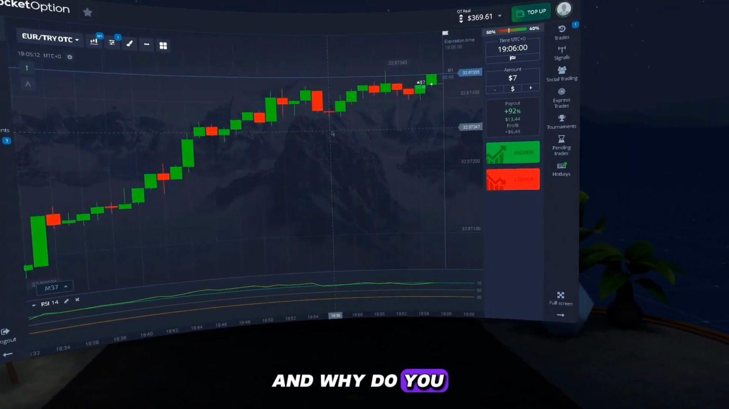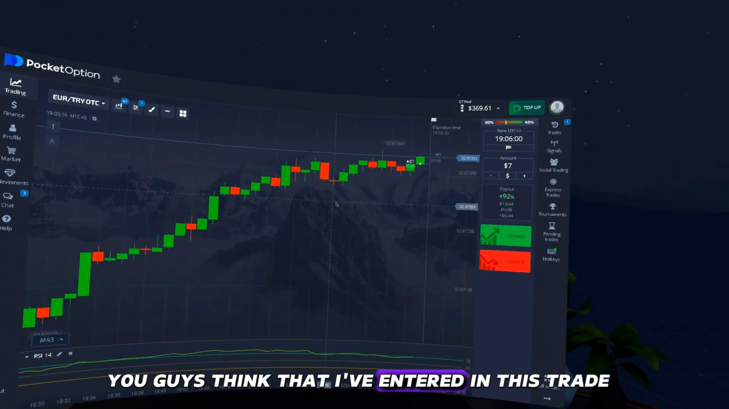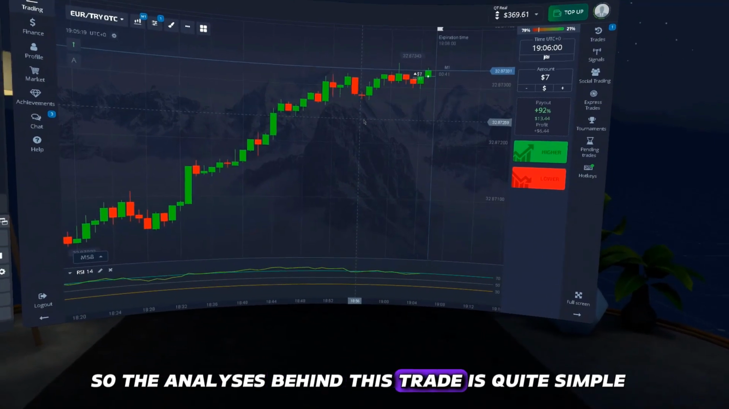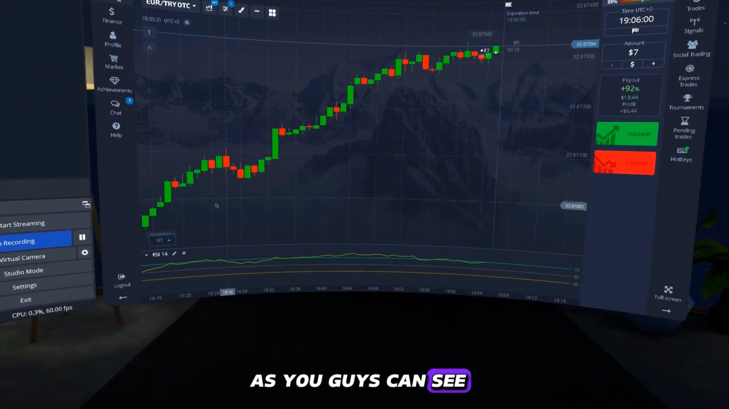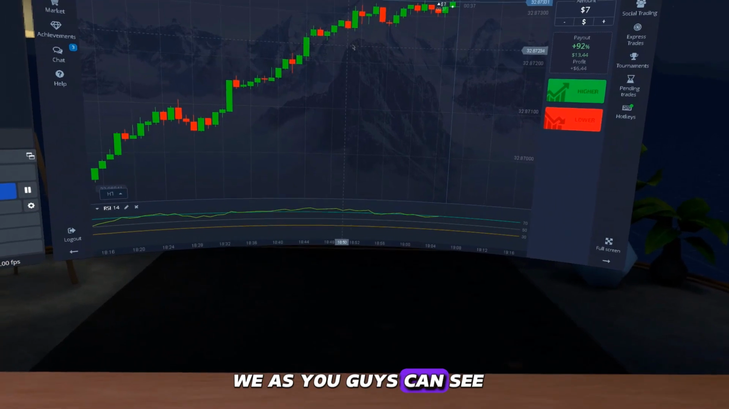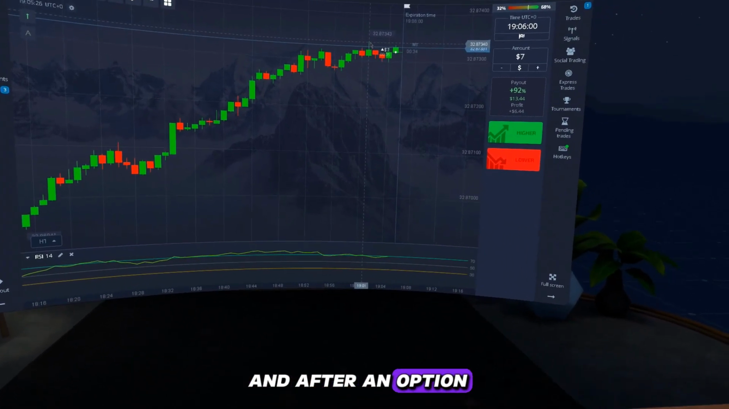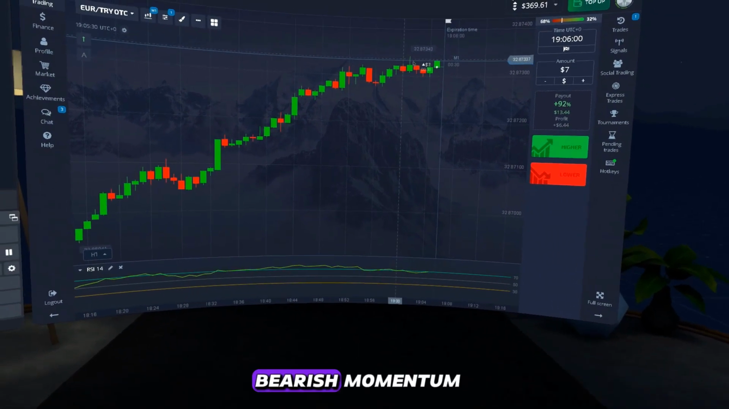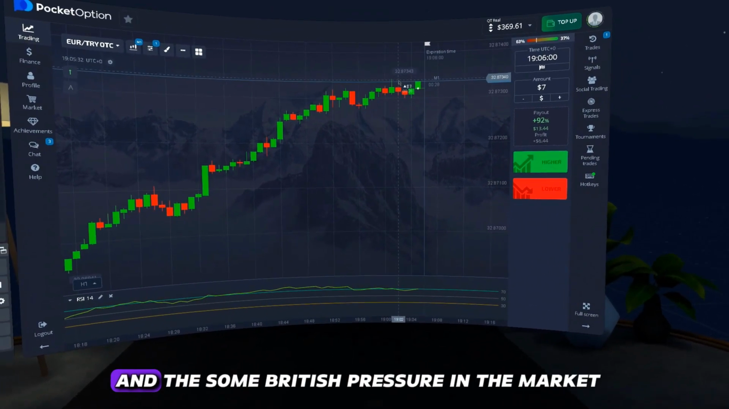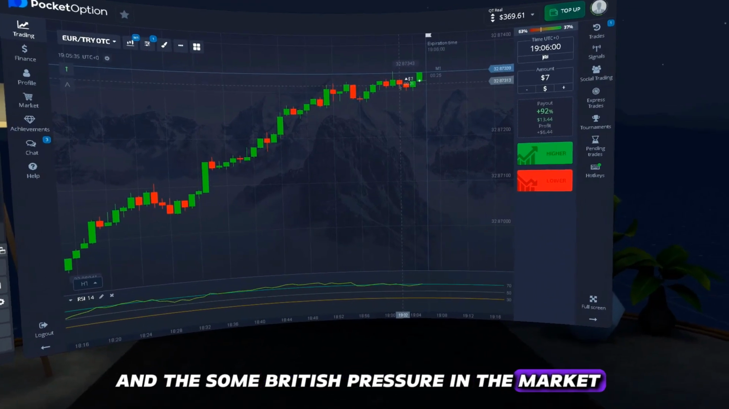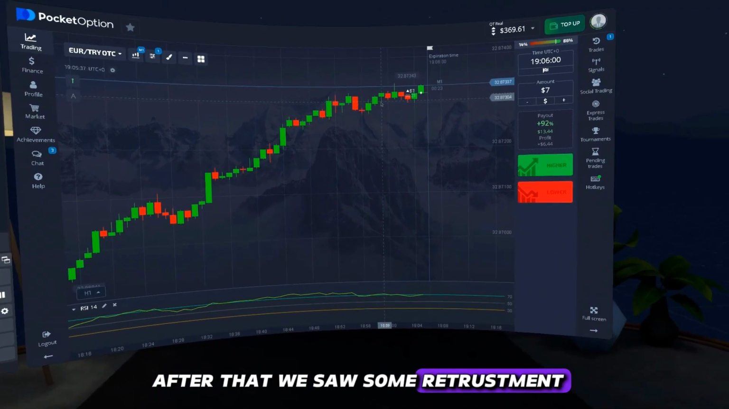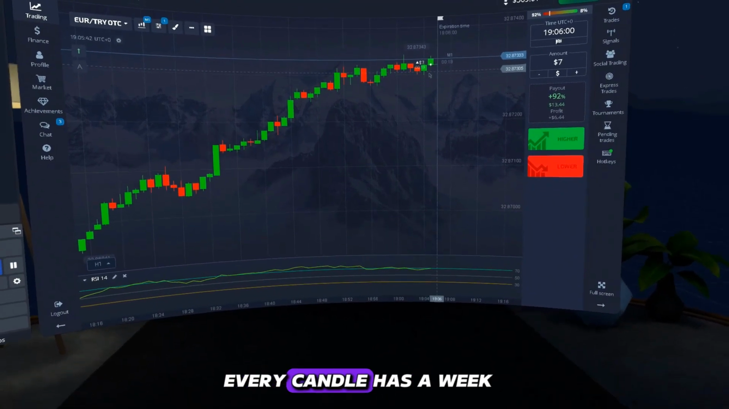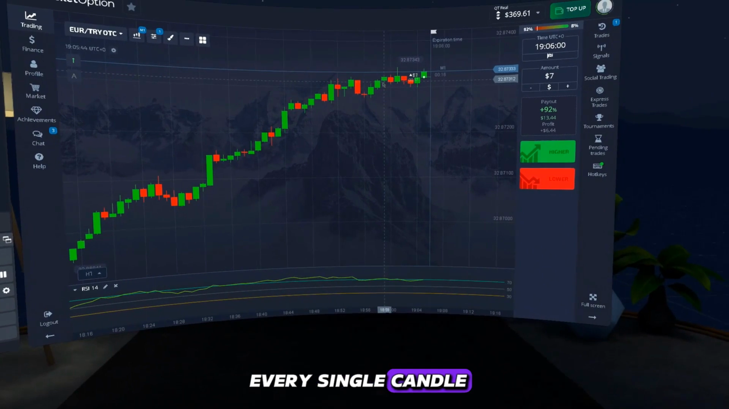And why do you guys think that I've entered in this trade? So the analysis behind this trade is quite simple. As you guys can see, if we draw a line, we are in an uptrend, and after an uptrend, we saw a big wick. That shows that there was some bearish momentum and some bearish pressure in the market. After that, we saw some retracement, and after that retracement, as you guys can see in this zone, every candle has a wick, every single candle.